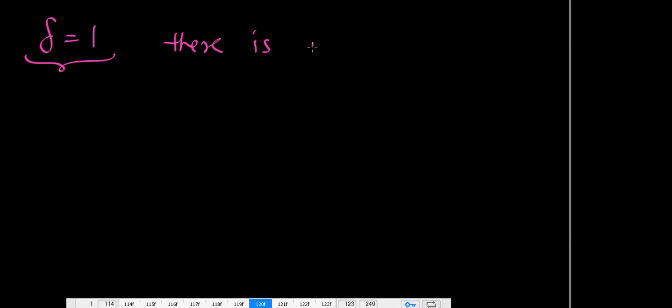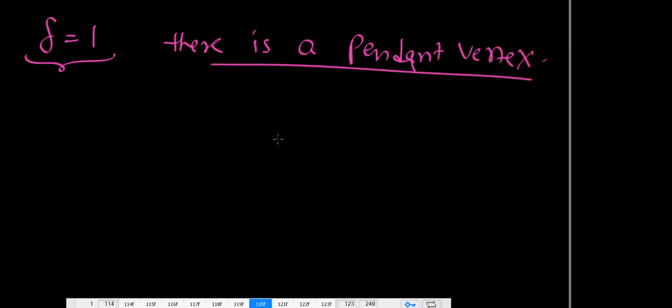It simply means there is a pendant vertex. You have some pendant vertex. So let's assume this is the pendant vertex. This has degree 1.